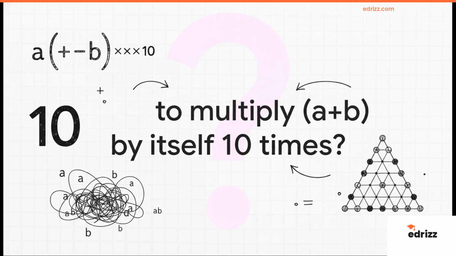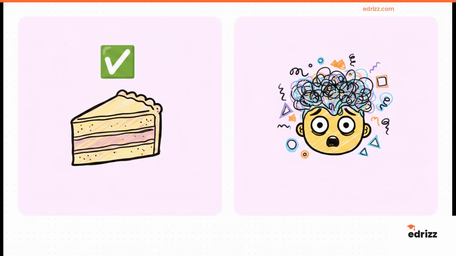You know, a plus b times a plus b times a plus b, 10 whole times. If you tried to do this manually, multiplying every single term by every other term, you'd end up with a sprawling, chaotic mess of variables. Think about it, expanding a plus b squared. That's a piece of cake. It gives us a simple three-term expression, a squared plus 2ab plus b squared. Most of us just memorized that back in high school.